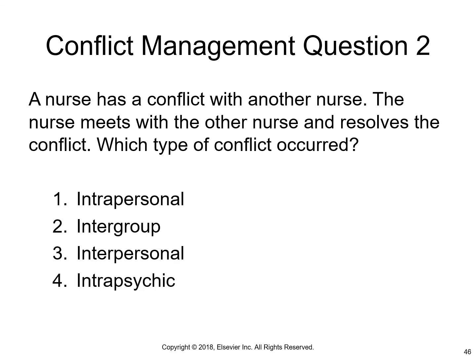And last question, a nurse has a conflict with another nurse. The nurse meets with the other nurse and resolves the conflict. Which type of conflict occurred? And 3, it would be interpersonal, between the two people.